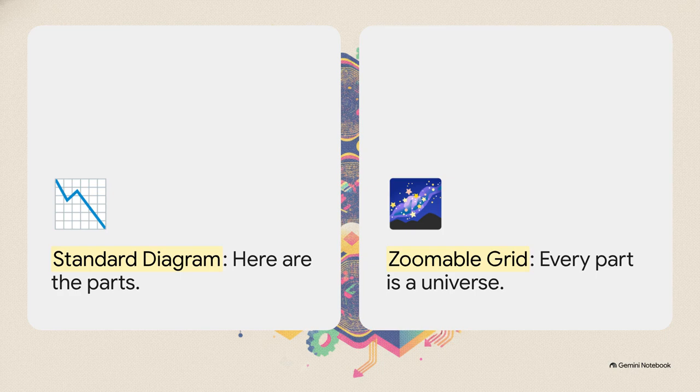This really brilliantly illustrates the core difference between just listing out disconnected facts and creating a dynamic, multi-level knowledge architecture. Think about it. A standard diagram basically just points and says, here are the parts. But a zoomable fractal grid says, here are the parts, and every single part can become the center of another structured universe. It's recursive. It's totally expandable.